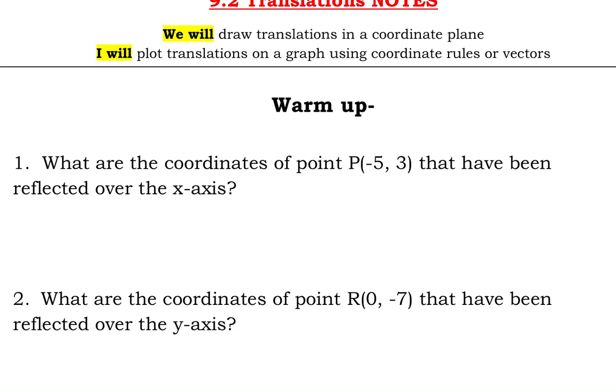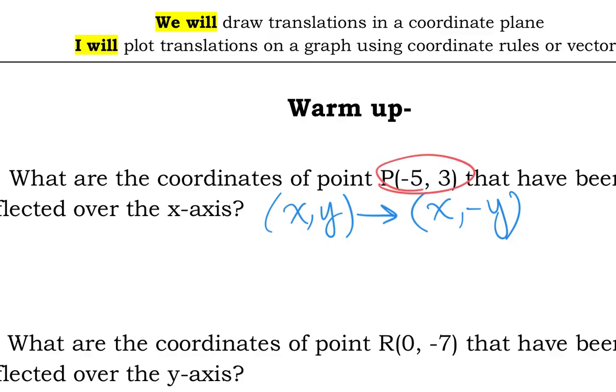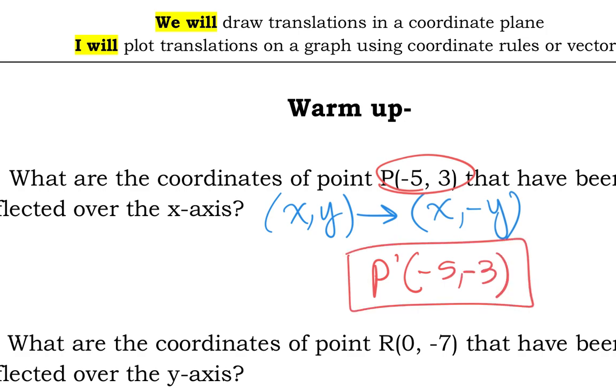Warm-up says, what are the coordinates of P, that's at negative 5, 3, that have been reflected over the x-axis? So looking at your formula chart, what is the formula for reflecting over the x-axis? What changes? You have the x, y, if you're looking at your green formula chart. Which one changes, the x or the y? The y. So x stays the same, y changes. So if I apply that to the point, my P prime would end up where? Negative 5, negative 3. All right, so there's your point for P prime.